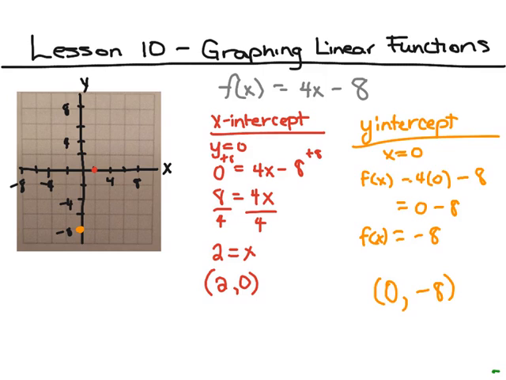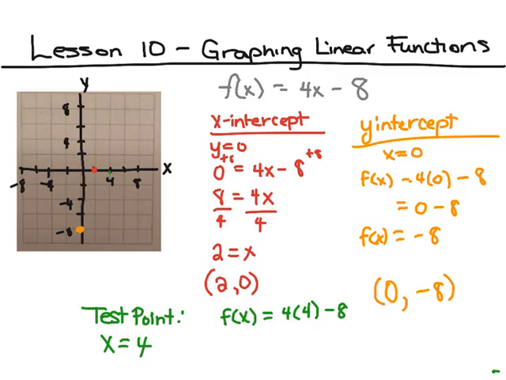Now you need to have 3 points to graph a line. So the way that we find the last point is we're going to choose a test point. So I'm going to choose to search when x equals 4, because it looks like a good spot to find another point. So we're going to plug a 4 into x. So f of x is equal to 4 times 4 minus 8, which is 16 minus 8, which is 8. So we have a point at 4, 8.